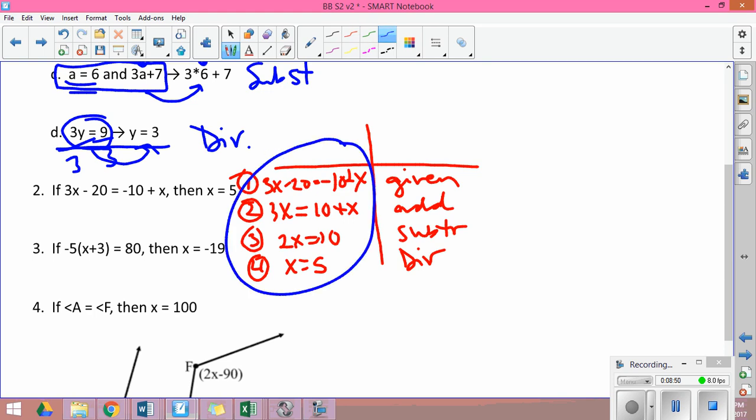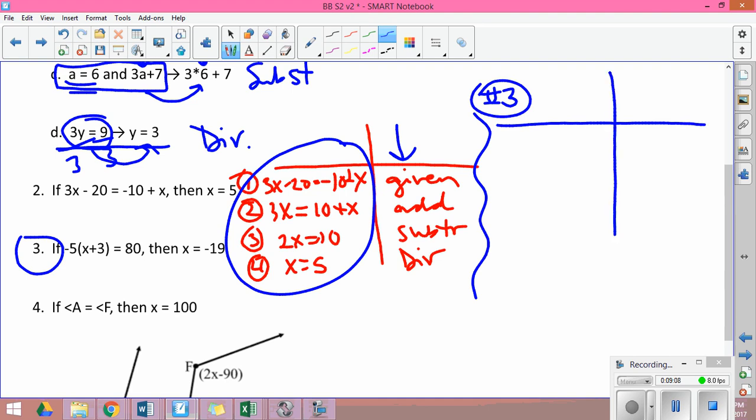So this side, you're very comfortable with. This side, you know in your head, you've just never had to write it down. So you can see it's really not as scary as it's been made out to be. So let's do number 3 over here. I need a little more room. So again, let's make this cool t-chart.